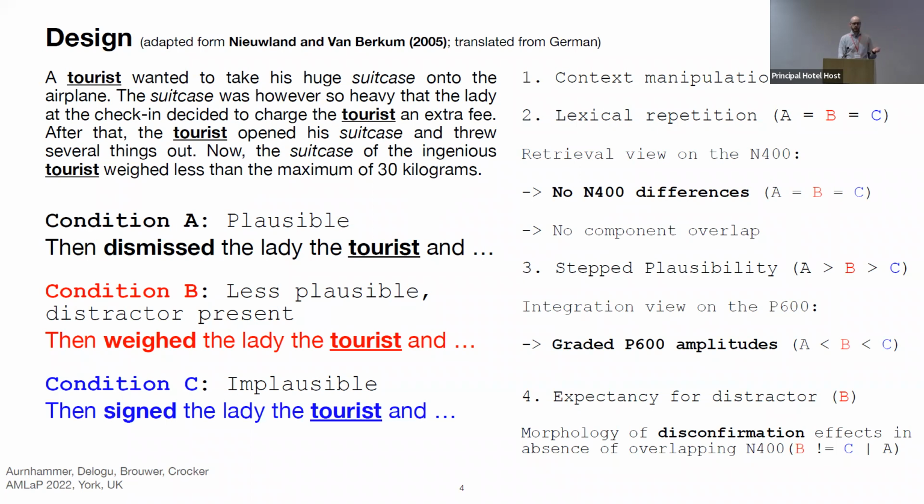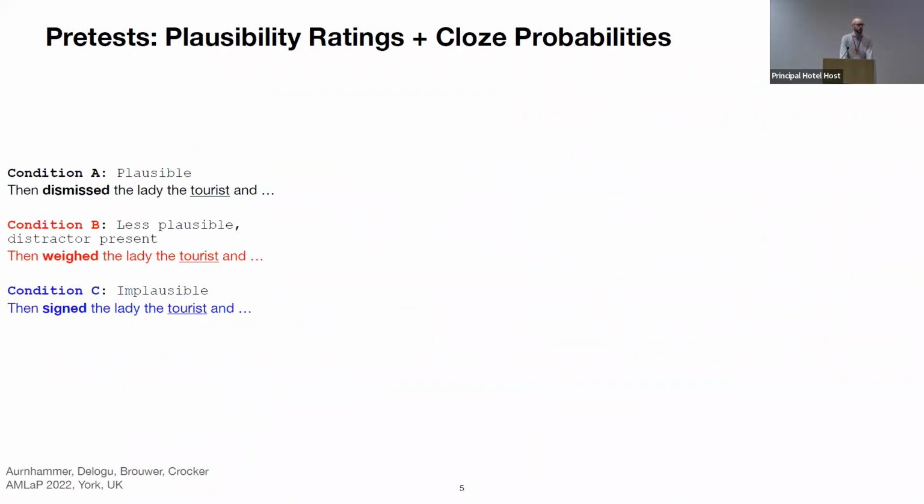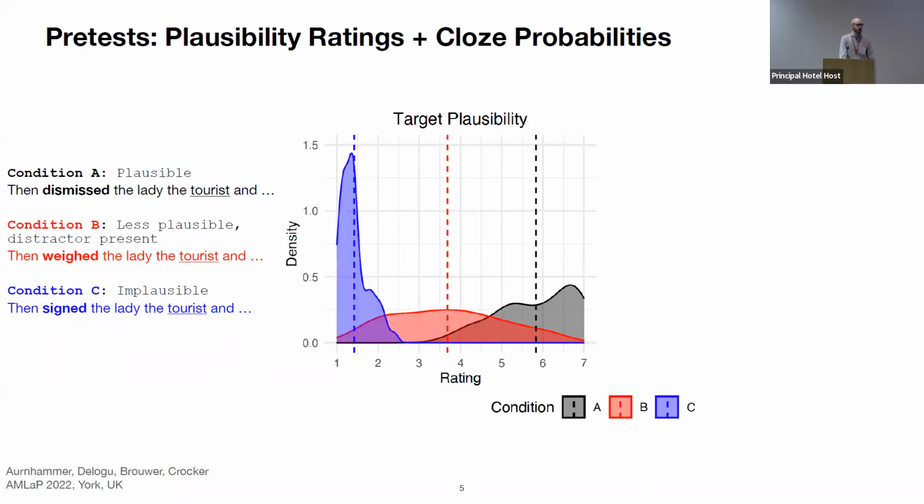Specifically, there's of course literature about frontal positivities in the later time window, and we can get a clear view on these. So we just ran some pre-tests because we wanted to validate whether the manipulations that we implemented in the design actually worked. So we collected plausibility ratings for the target words.